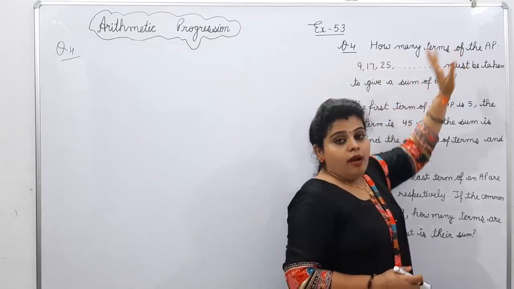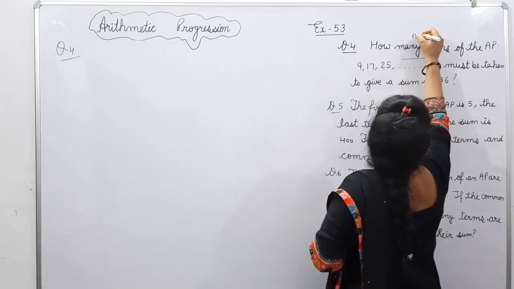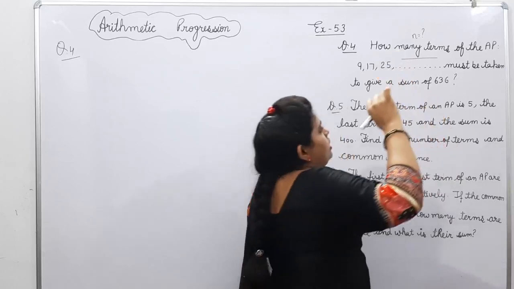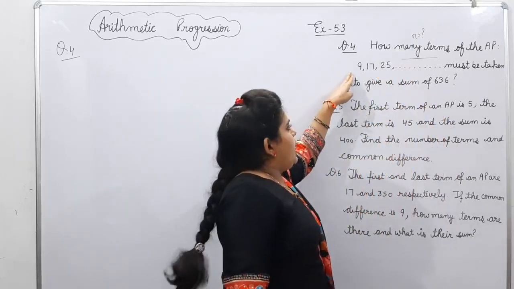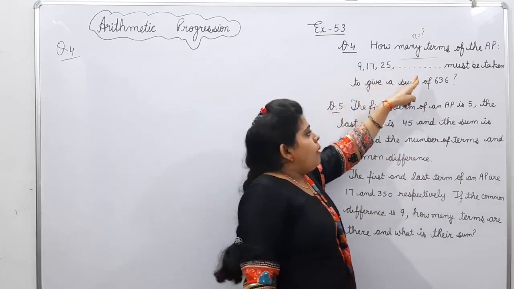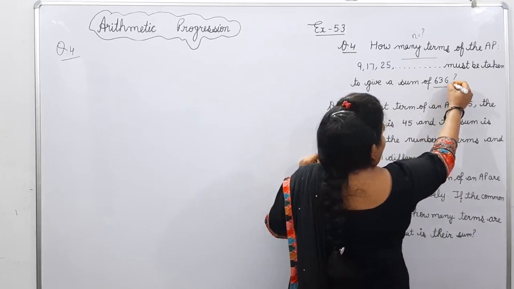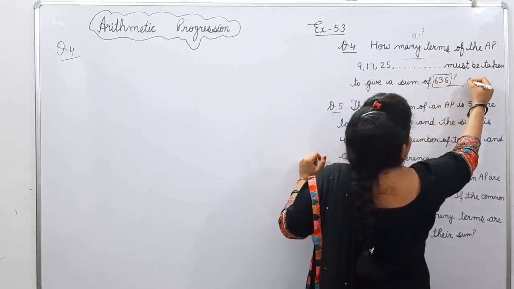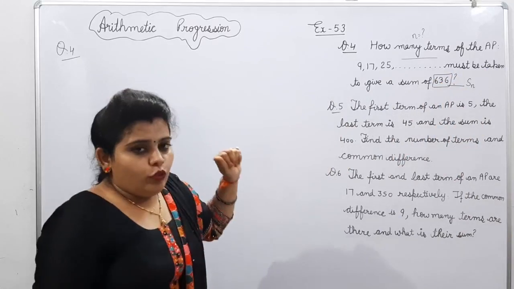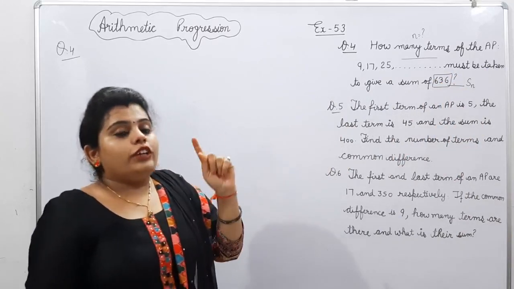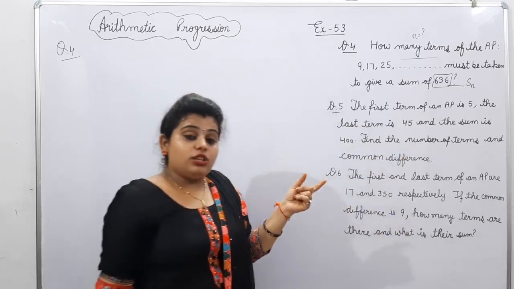How many terms? How many means? What we have to find? N. How many terms of the AP? The AP is given: 9, 17, 25 must be taken to give a sum of 636, which means it is Sn. Now what we have to find in this question? We have to find the number of terms. How many terms means, dear students?